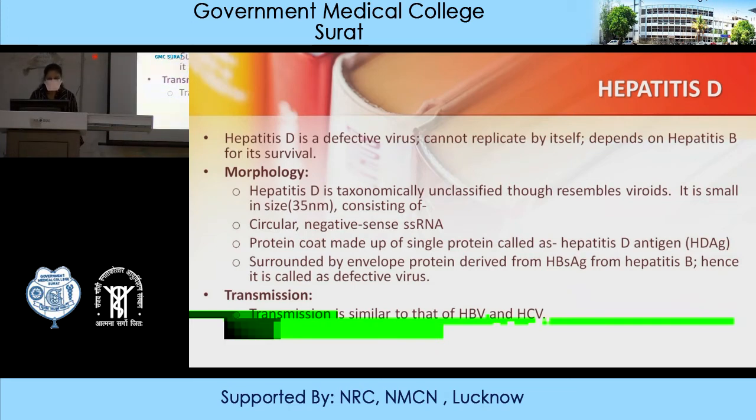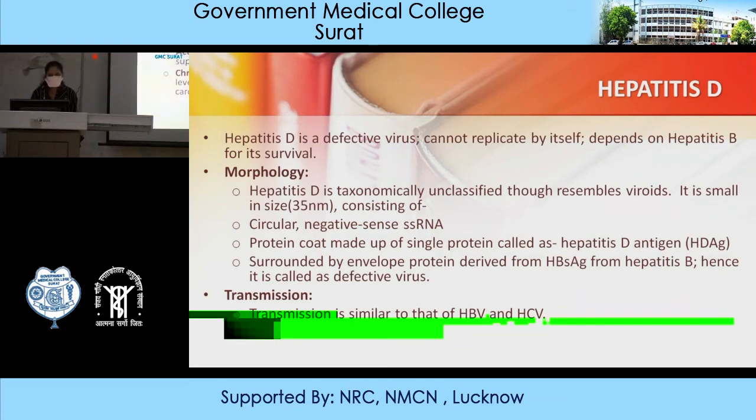Protein coat made up of a single protein called hepatitis D antigen, surrounded by envelope protein derived from hepatitis B, and hence it is called a defective virus. Coming to transmission, it is similar to that of hepatitis B and hepatitis C virus.